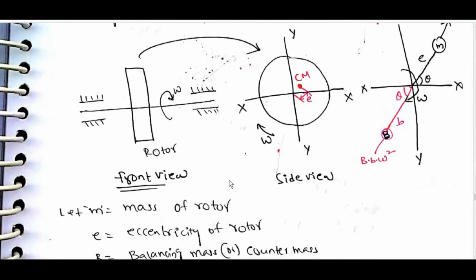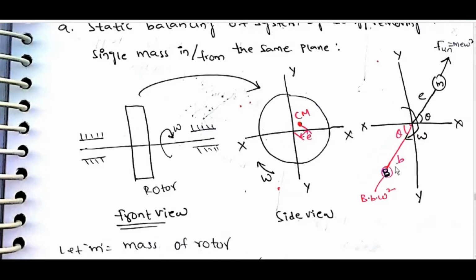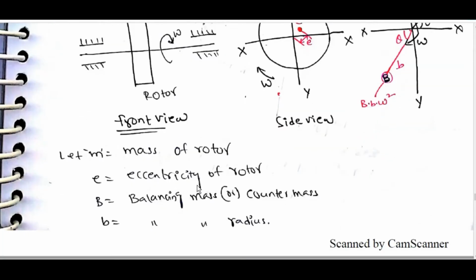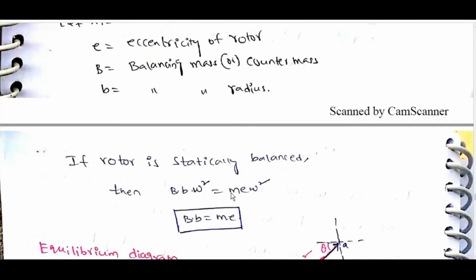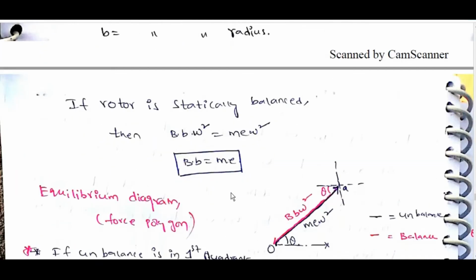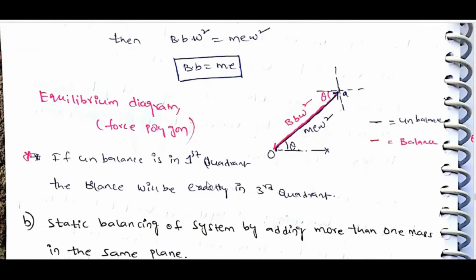Rotor front view, side view. F unbalanced is equal to m e omega square at theta, and again at theta in this direction b B omega square. Let m is equal to mass of rotor, e is equal to eccentricity of rotor, capital B is equal to balancing mass or counter mass, small b is equal to balancing mass radius. If the rotor is statically balanced, then B b omega square is equal to m e omega square. B b is equal to m e.